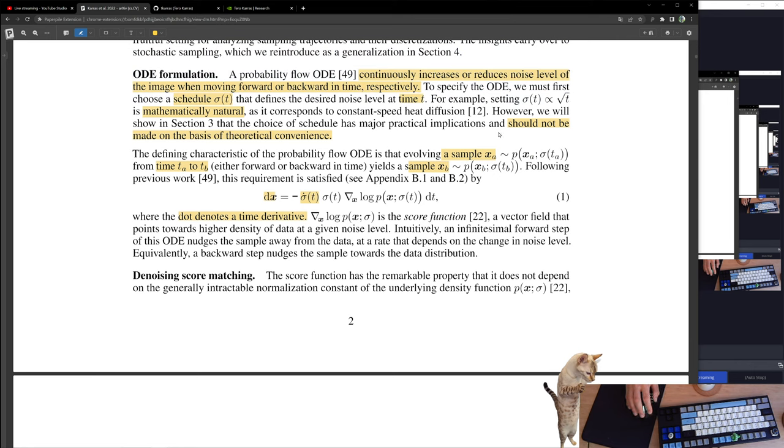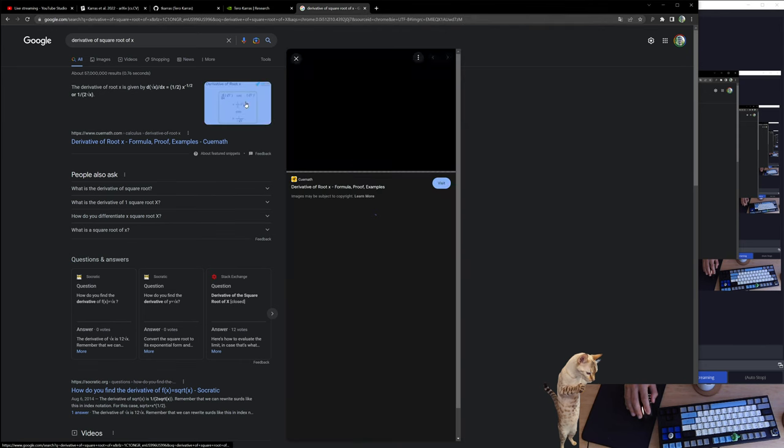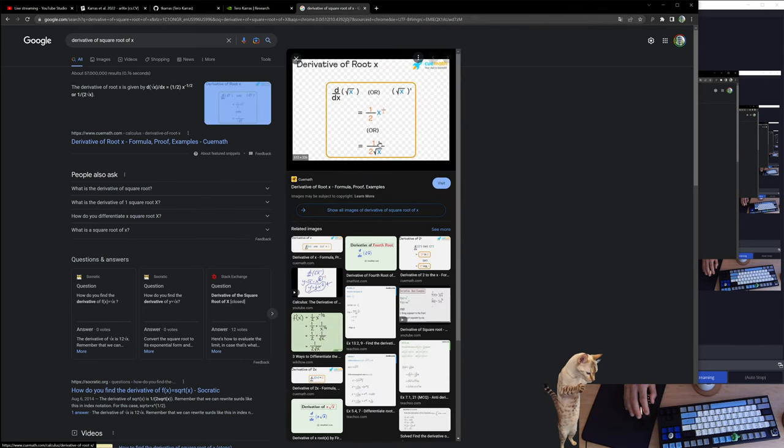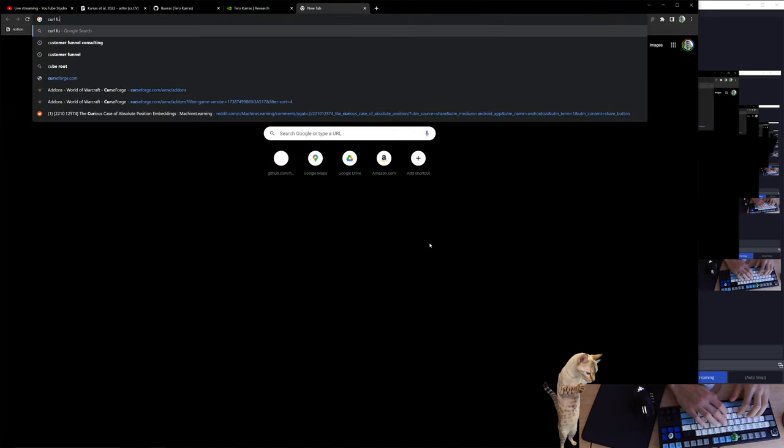So it's going to be basically the derivative of this, square root of t. The derivative of square root of x is 1/2 x to the negative 1/2. So the derivative of the square root of t would be 1 over 2 square root of t. Times sigma t again, which is square root of t, but the reason they're using the actual schedule here is that they're going to replace it. It's not always going to be square root of t. It's going to be other things, so they're putting in a general formulation here. Times this, which is the curl function.